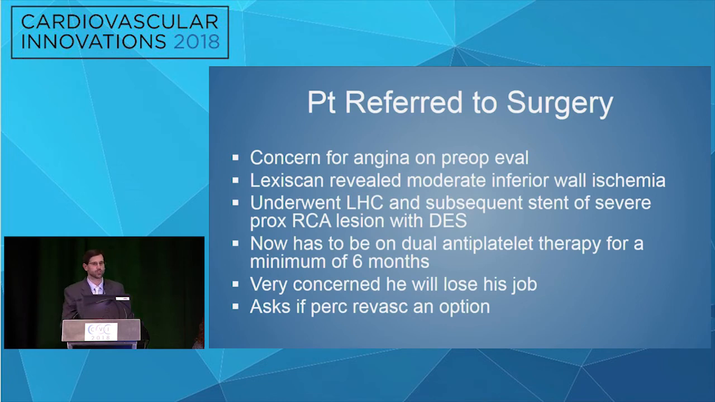So unfortunately, when he showed up to see the surgeons, he was complaining of new onset angina. So this prompted a Lexiscan. He had moderate RCA ischemia. They sent him back to me, said, look, we can't operate. You've got to sort out his coronary disease. And we subsequently PCI'd a severe lesion, his proximal RCA. So now he's on dual antiplatelet therapy for at least 6 months. Surgeons don't want to operate on Plavix. He's very concerned he's going to lose his job. He says, please help me. So we scheduled him for endovascular intervention.